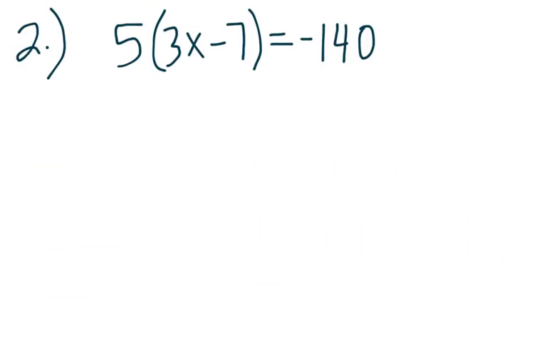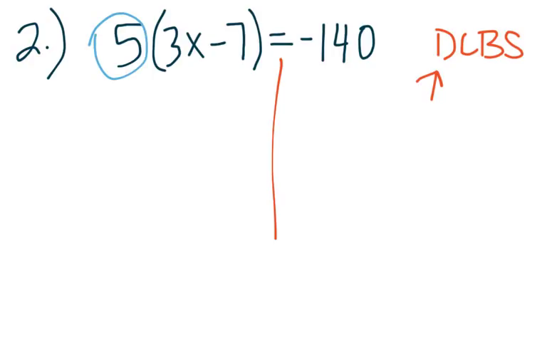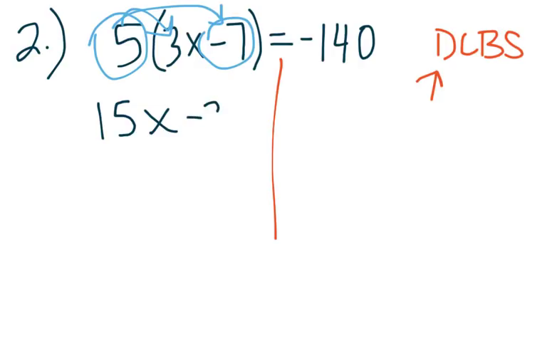Alright, moving on to number 2. So I always write down my steps: distribute, combine like terms, bring variables to one side, and solve. Draw my line. Let's check if we can distribute anything. We can. We can actually distribute 5 times 3x. That should give us 15x. Then we have 5 times a negative 7. So that'll give us negative 35. On the right, we just have negative 140. So we've done our distribution.